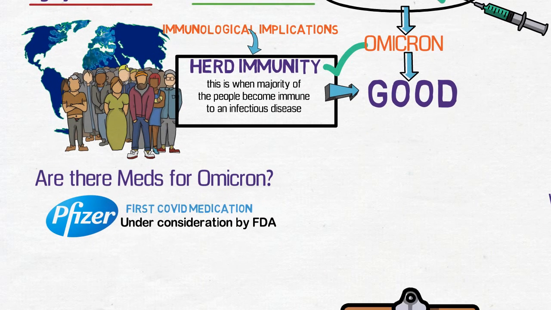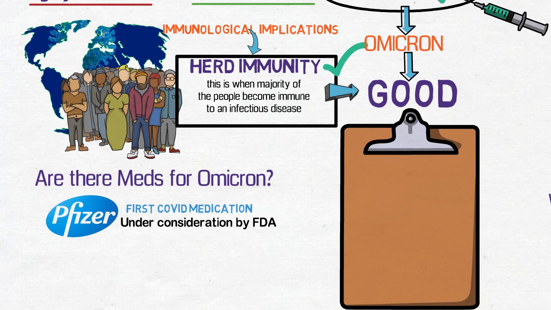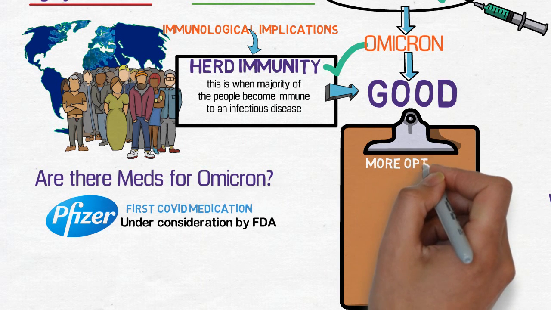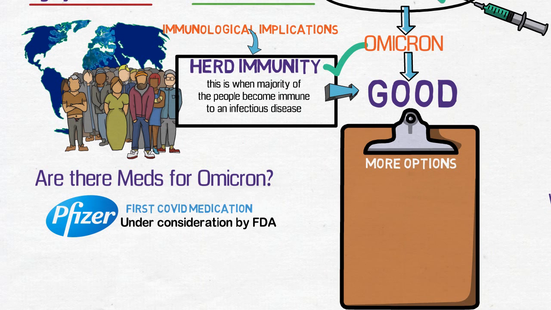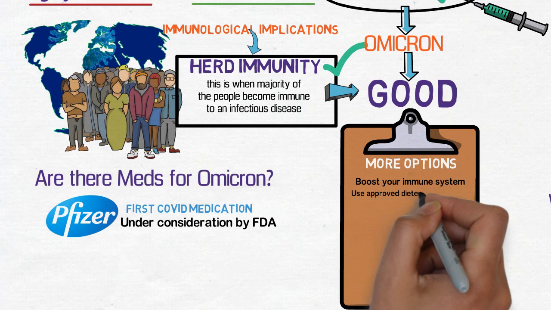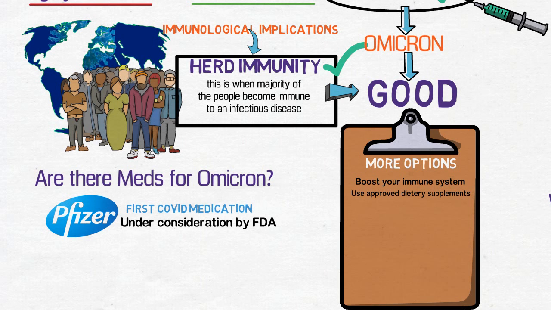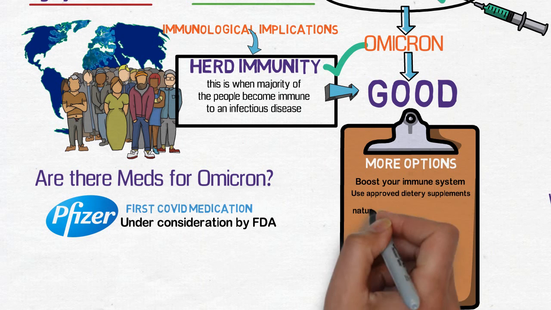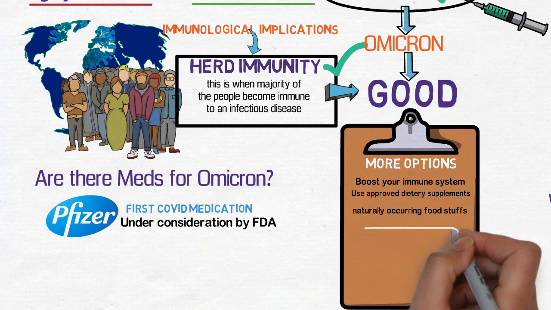However, you as an individual can and must take steps to enhance your immune system, as this is the first war front between the virus and your body. There are many products available and approved as immune boosters, and in addition, dietary supplements are available, and some other naturally occurring foodstuff can have a positive effect on your body soldiers.